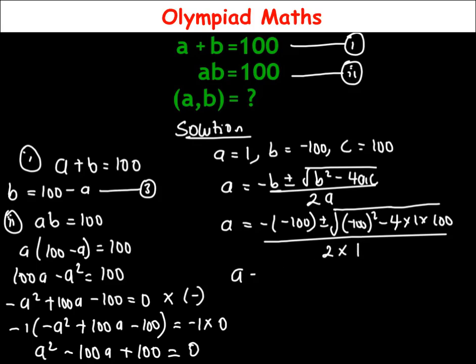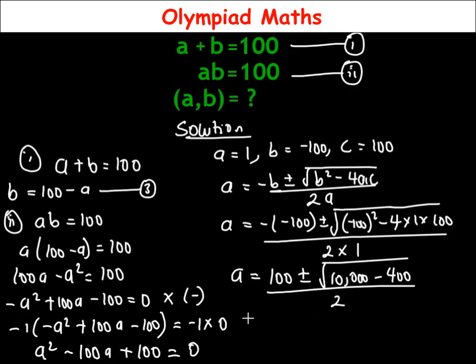So a is then equal to minus times minus 100 is plus 100. So 100 plus or minus square root of minus 100 square is 10,000. So 10,000. Then minus 4 times 1, 4 times 100 is minus 400, over 2 times 1 is 2. So you have it as a is equal to 100 plus or minus square root of 10,000 minus 400 is 9,600, over 2. Okay, good.